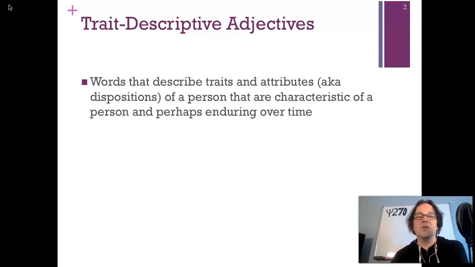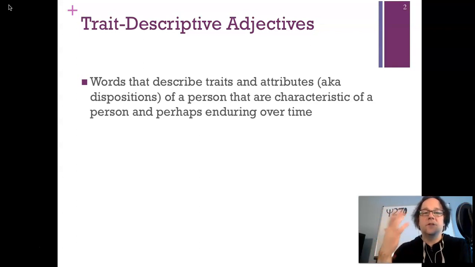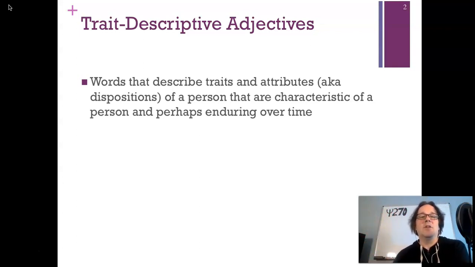And if you've taken social psych, you've often heard us refer to such things as dispositions, particularly when it comes to attribution theory. When we try to attribute a cause to somebody's behaviors, we typically will make a dispositional attribution, which means that it's something about them personally that's causing them to act in such a way, or a situational attribution, which means that it's something about the environment that's causing them to act this way. So trait descriptive adjectives are words that describe traits and attributes of a person that are characteristic of a person and perhaps enduring over time.